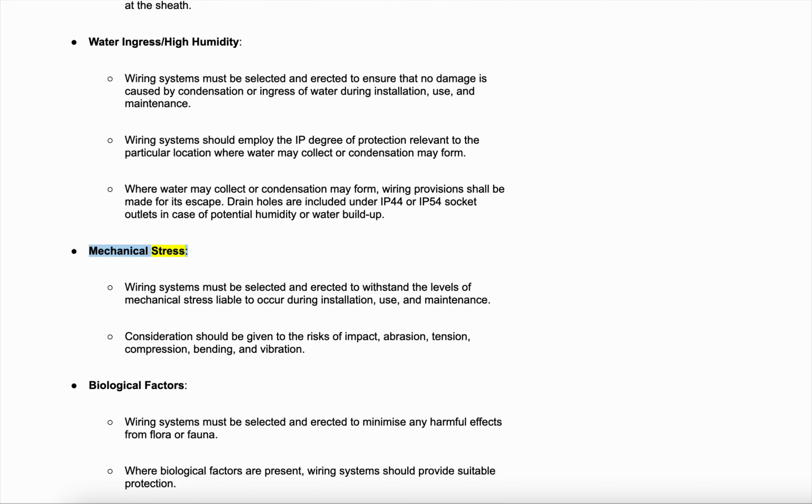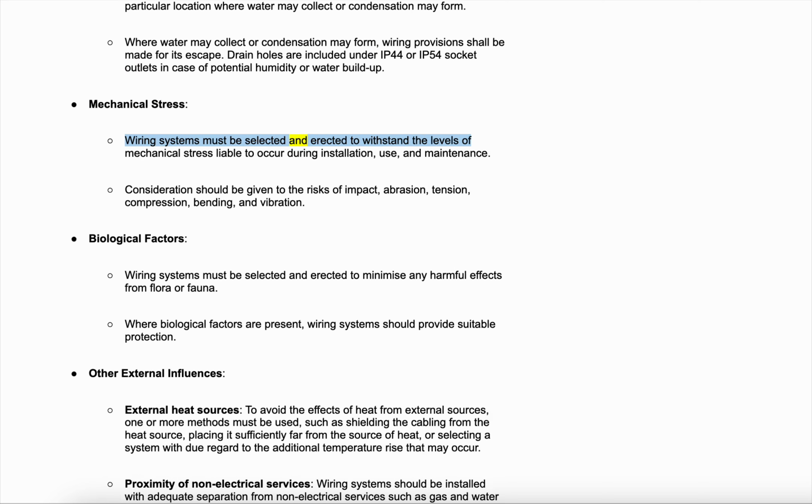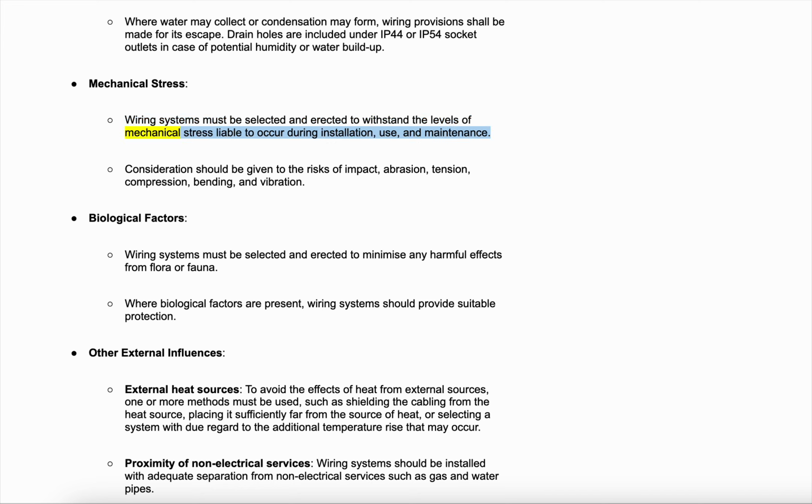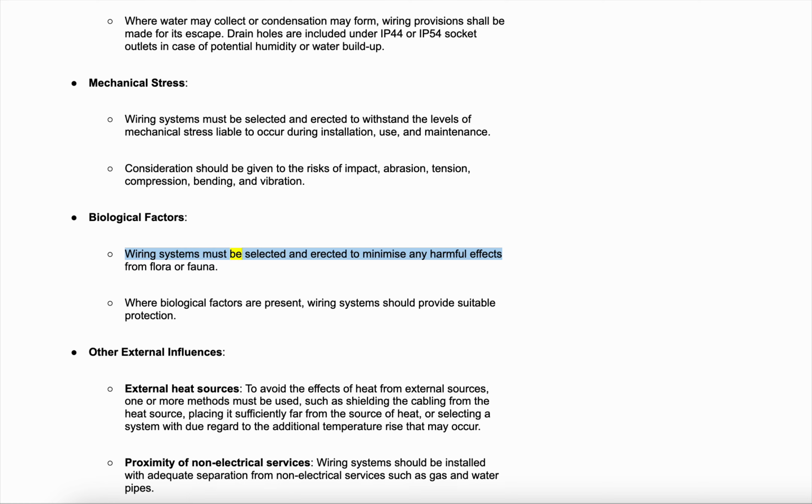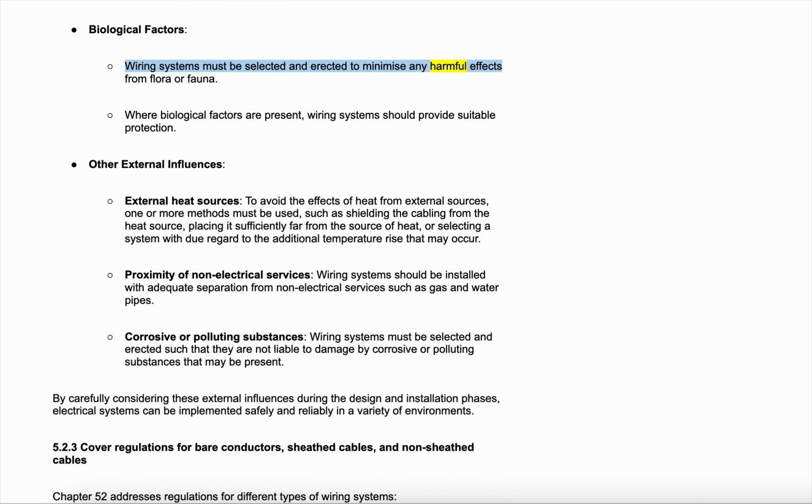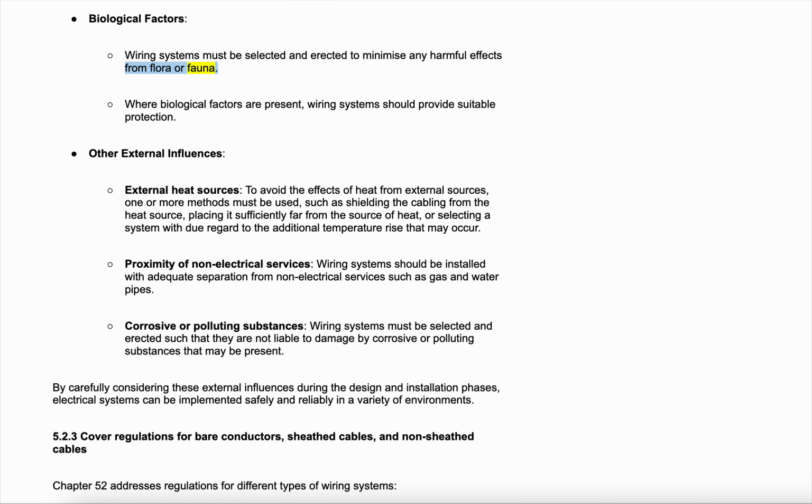Mechanical stress. Wiring systems must be selected and erected to withstand the levels of mechanical stress liable to occur during installation, use, and maintenance. Consideration should be given to the risks of impact, abrasion, tension, compression, bending, and vibration. Biological factors. Wiring systems must be selected and erected to minimize any harmful effects from flora or fauna. Where biological factors are present, wiring systems should provide suitable protection. Other external influences.